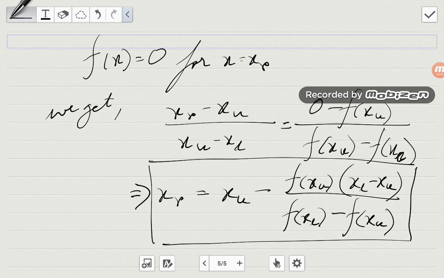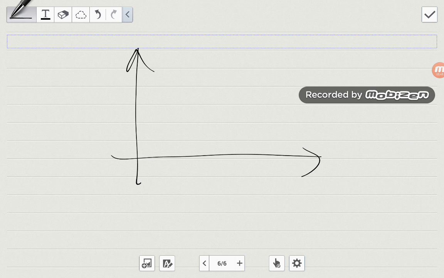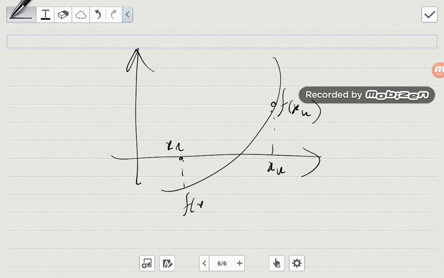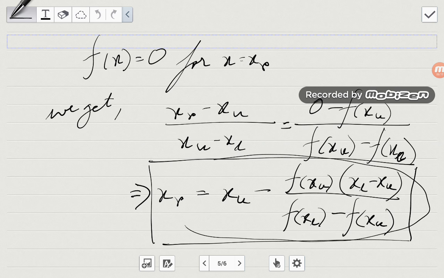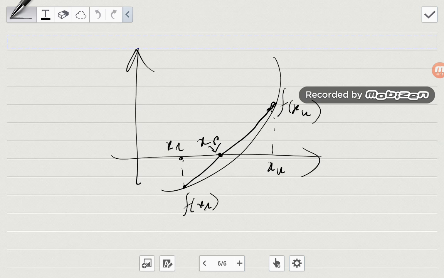This value xr is where the straight line evaluates to 0. That is, if we look at the graph we drew before, which looks something like this, with xu here, f of xu here, and xl here, and f of xl here. This is the joining line. Then the xr we got is over here from this equation. This equation gives us this xr value.